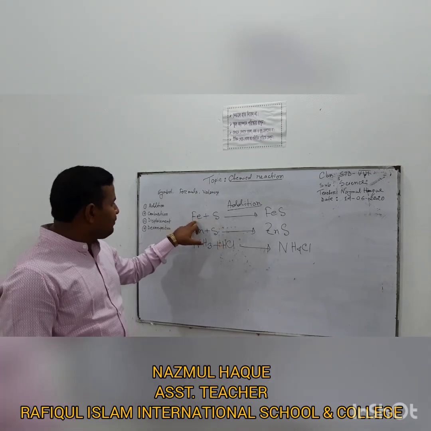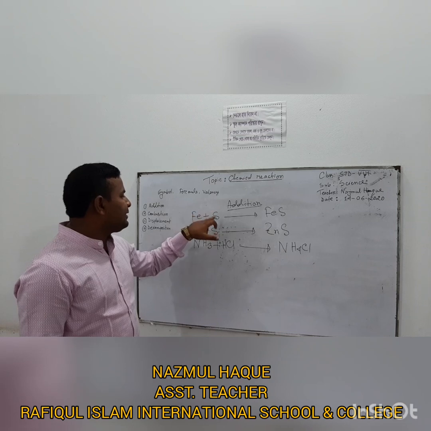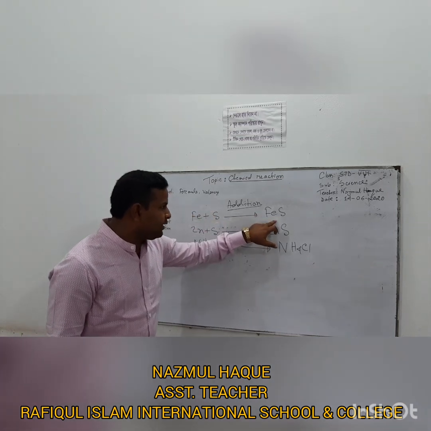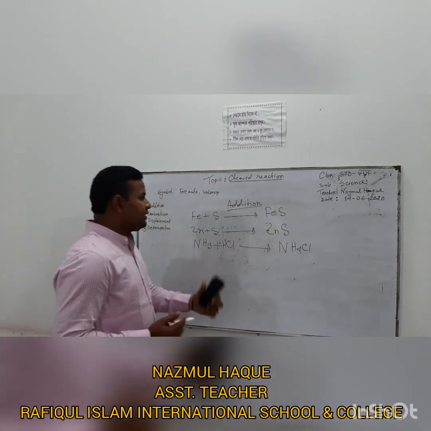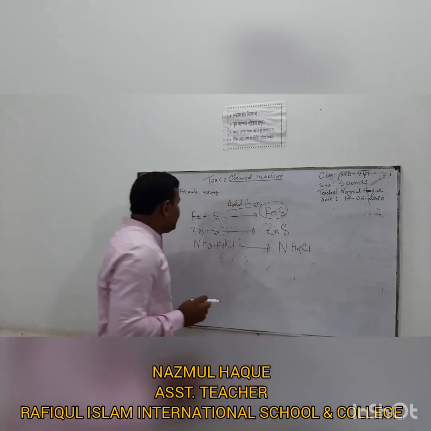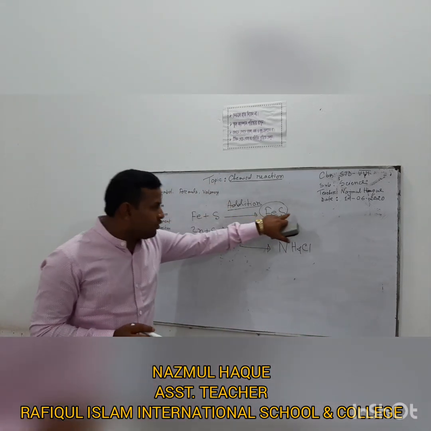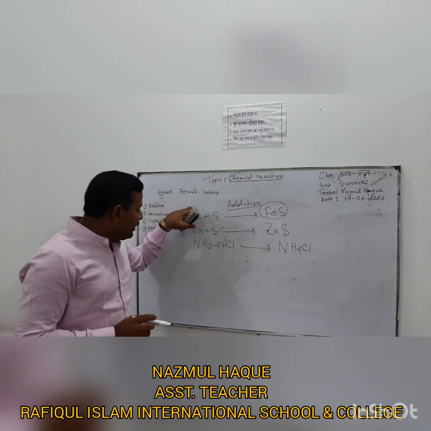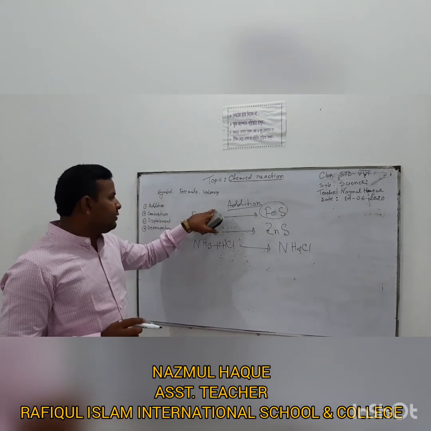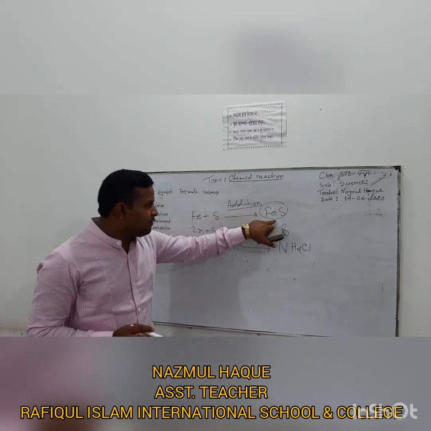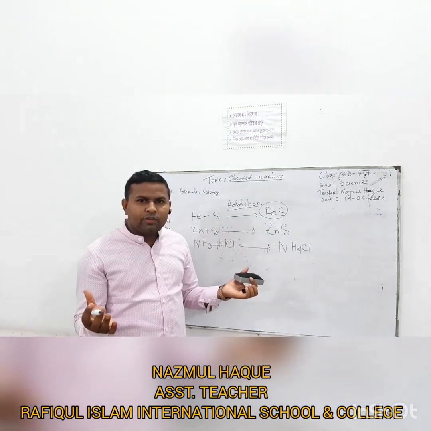Okay, sulfur, iron and sulfur. So make this ferrous sulfate. It's a new product. It's a new element. So this is called reagent and this is called product. So iron is an element, sulfur is an element. So different kinds of element makes ferrous sulfate. Ferrous sulfate is a new product here.